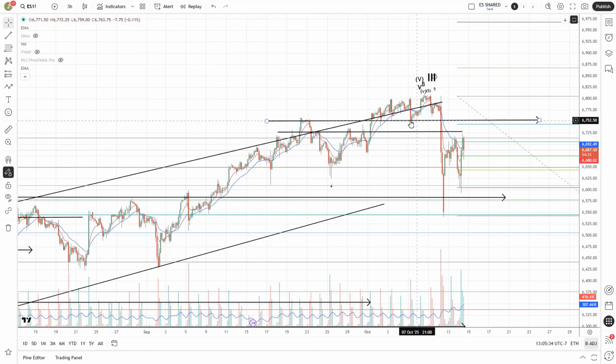Again, the bull case is back above 67.50. That gets them through this resistance wall that they broke down from, and would point us more directly towards 68.50 to 69.00 next.